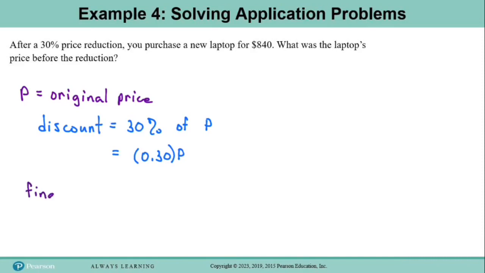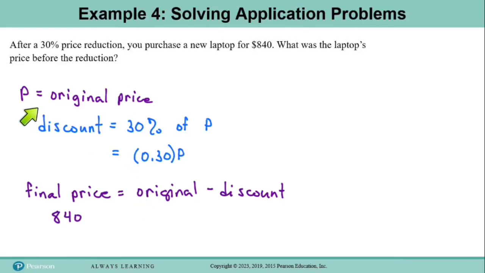And now we know that a final price is always an original price minus the discount. So if the final price was $840, that means that $840 is equal to the original price P, so we'll put P, minus the discount, and that's 0.30 times P.